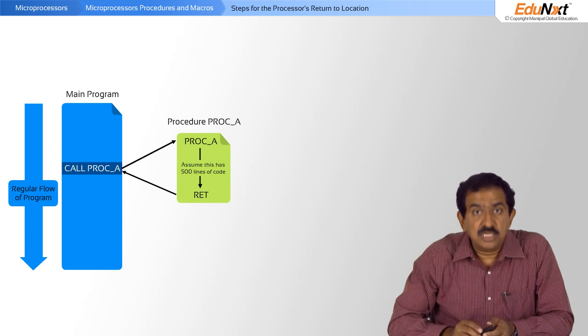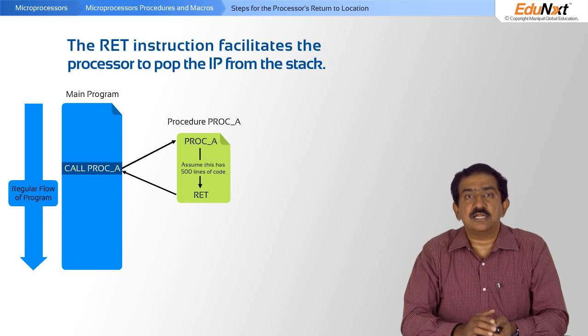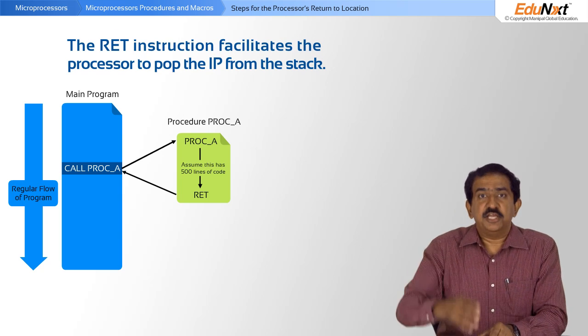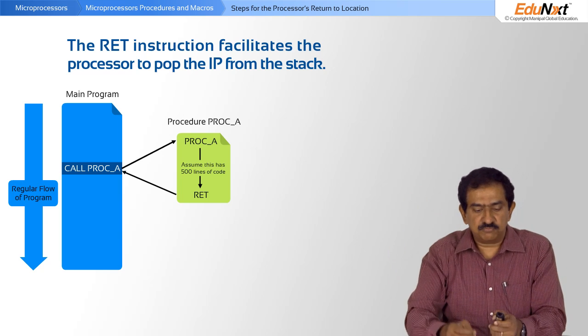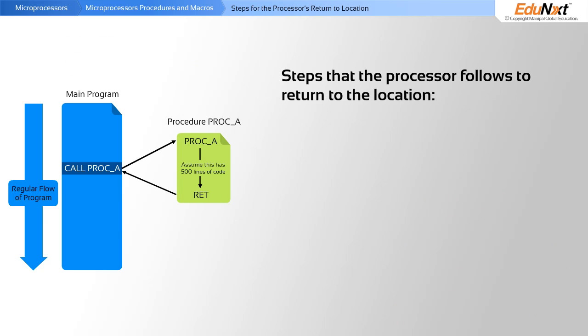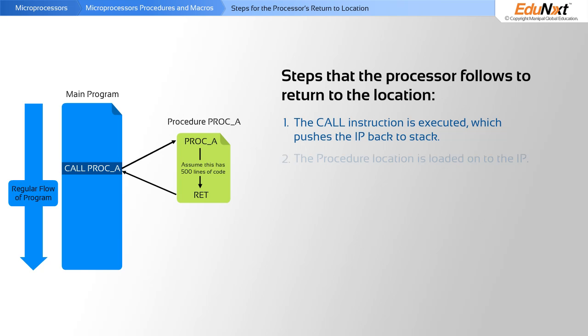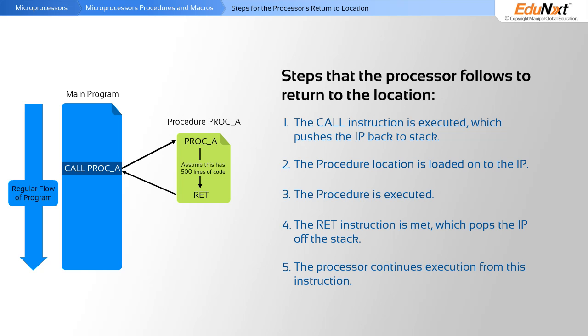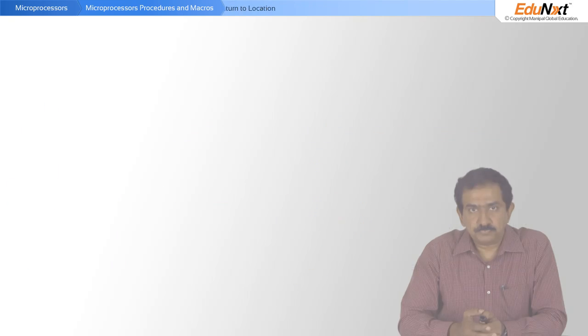And when is it later on? When the processor sees the RET instruction. The moment the processor sees the RET instruction, it pops the instruction pointer from the stack. This is how this magic is done. So the call instruction is met, the instruction pointer is pushed to stack, the procedure location is loaded onto the instruction pointer, the procedure is executed, the RET instruction is met, the RET instruction pops the IP off the stack, and the processor continues execution from where it left off.